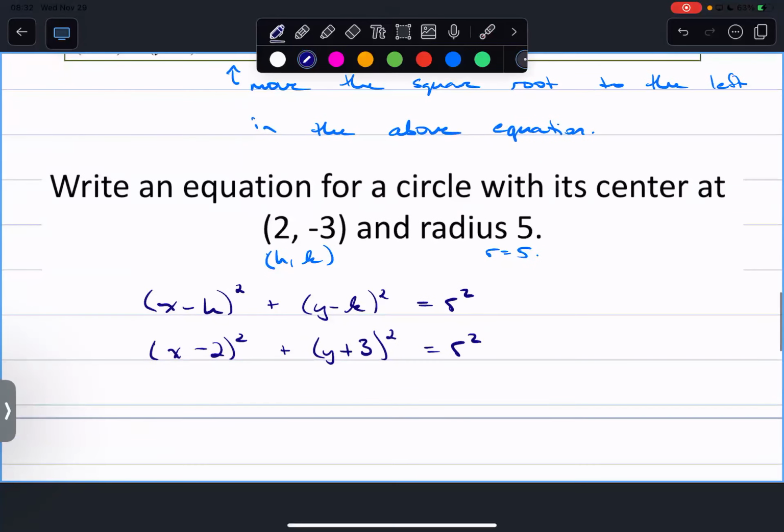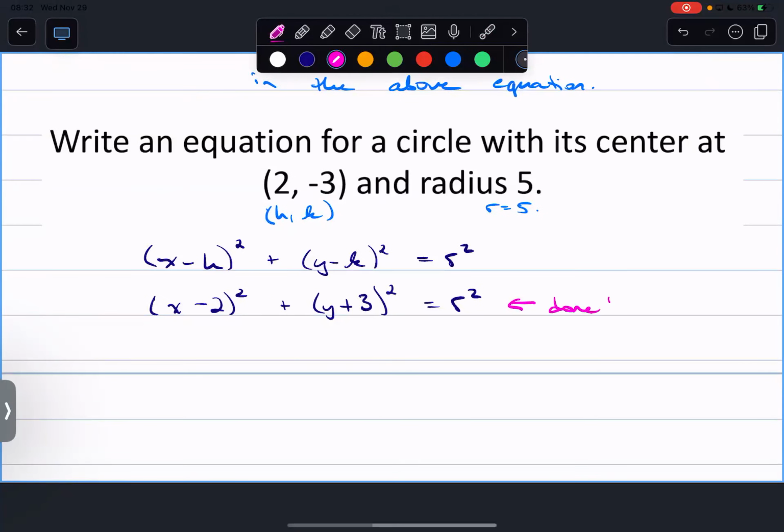Nice. And now we're done. Leave x and y as variables. They're the (x, y) points on the circle, making this the equation of a circle.